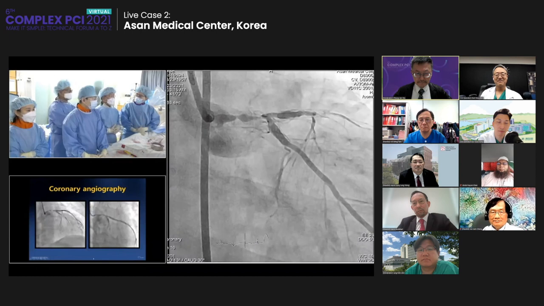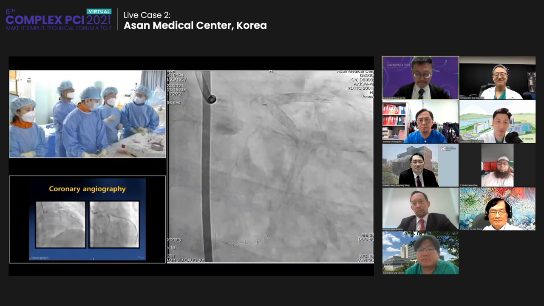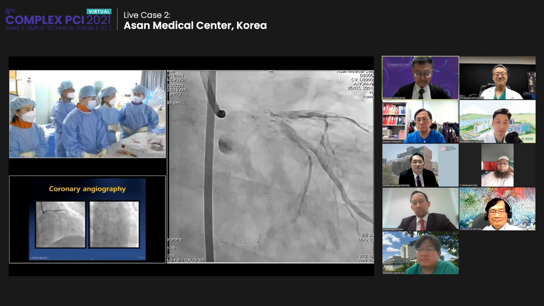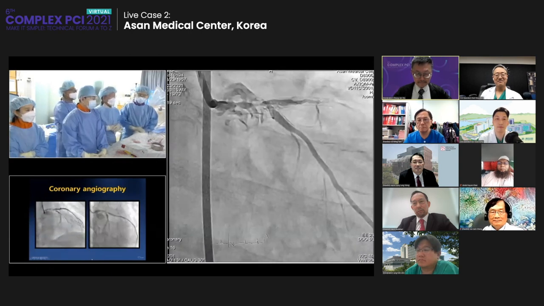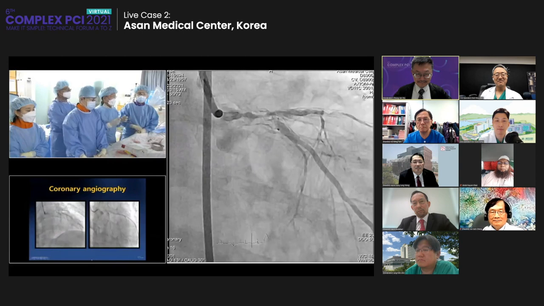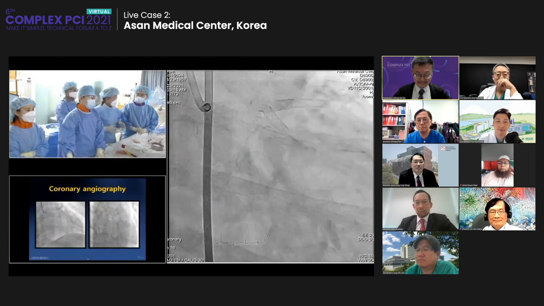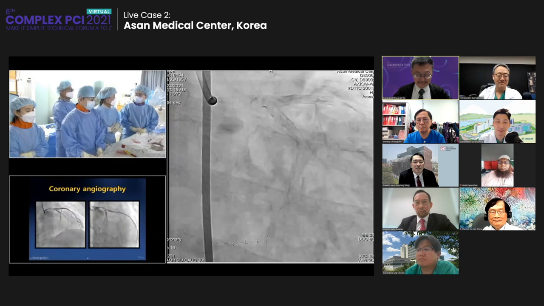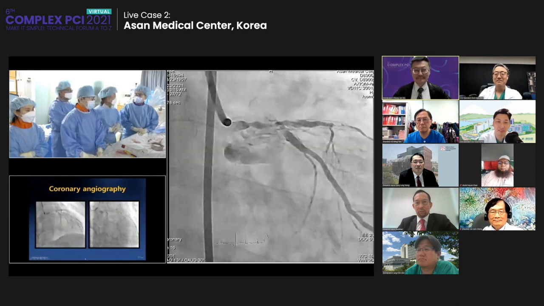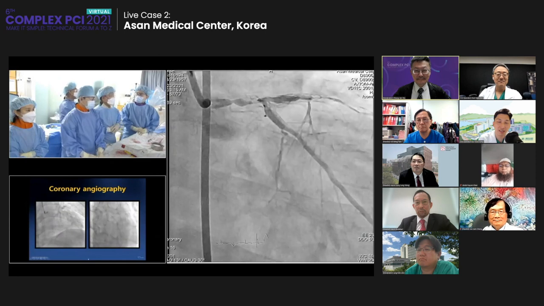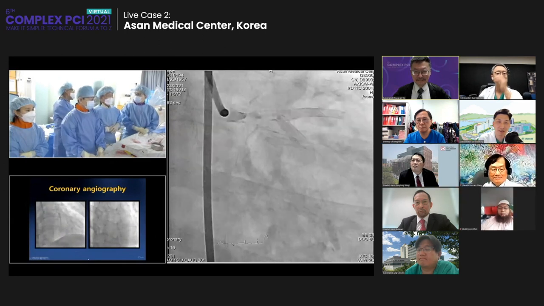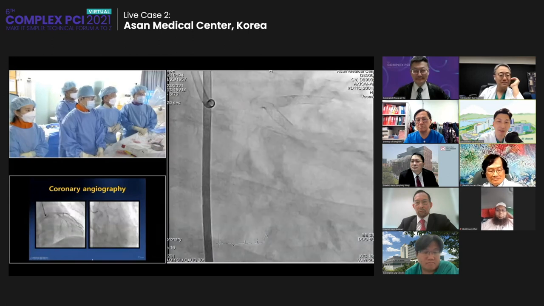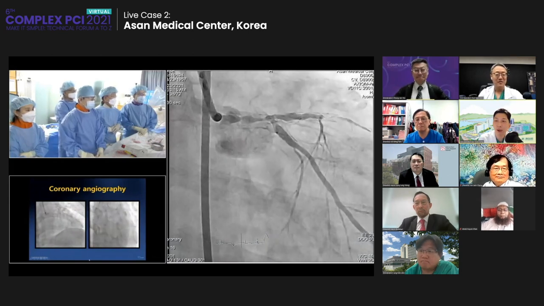Last time, did you use the DCB, paclitaxel? Yes, that's right. In fact, I want to have some different drug eluting balloon. Not available yet, right? Yeah, not available. We just have the paclitaxel eluting balloon. Unfortunately, we do not have DCA or sirolimus eluting balloon.